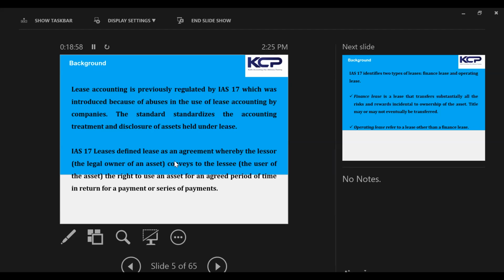The standard standardized the accounting treatment and disclosures of assets held on lease. IAS 17 defines a lease as an agreement whereby the lessor, being the real owner of the property, conveys to the lessee, who is the beneficiary user of the property, the right to use an asset for an agreed period of time in return for a payment or series of payments. So that is why, if you look at it technically, lease can be a synonym for rent, right? Any objection? Good.